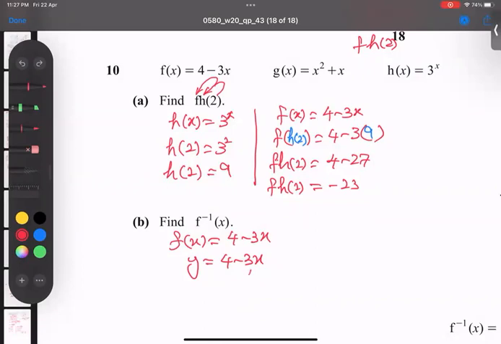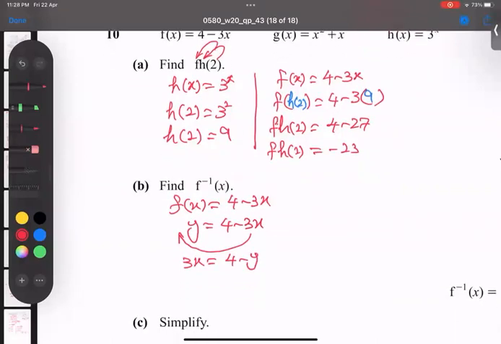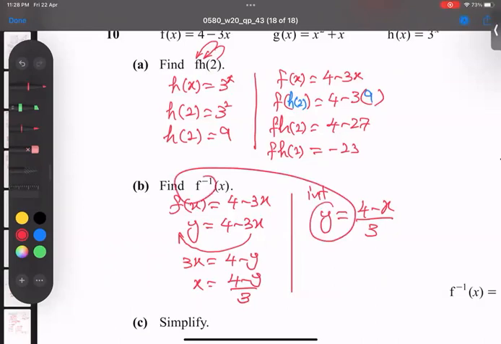So to make x the subject, bring it here. When I bring it here, I get 3x positive. y goes on the right hand side, and now divide by 3. So x equals 4 minus y over 3. X subject is done. Now interchange. Interchanging means this x becomes y, so replace here y, and this y is replaced by x. Everything else remains the same. Finally, this is called f inverse: 4 minus x over 3.